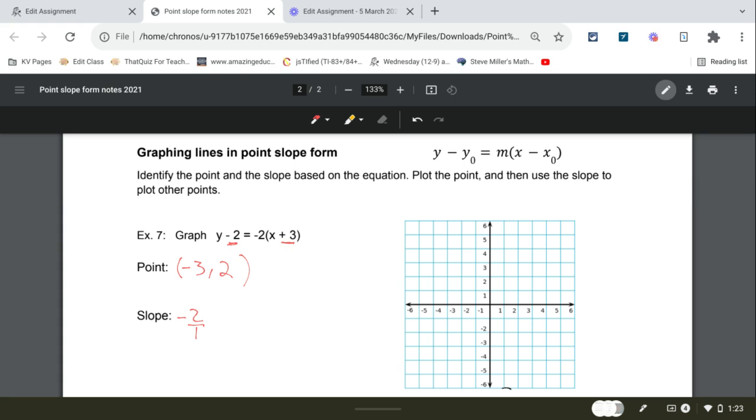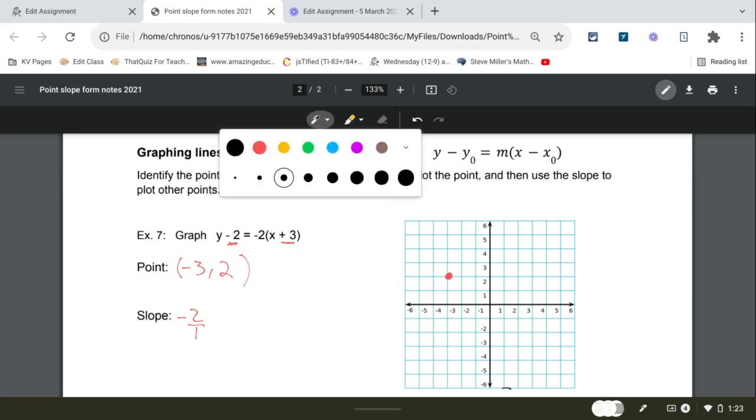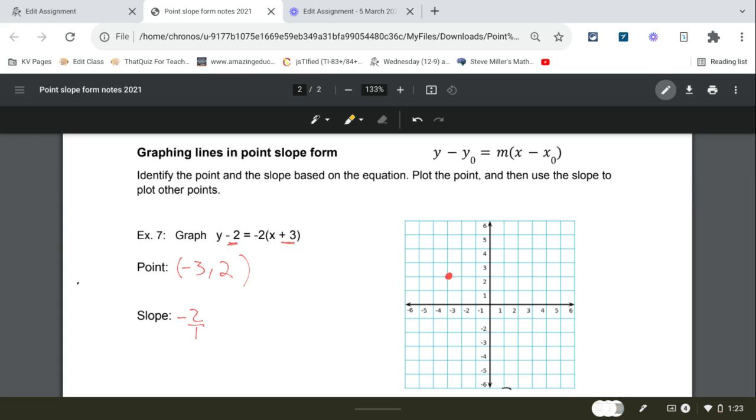Now, all we do is we're going to plot this point, -3, 2, which is right there. And then from that point, we're going to use our slope to get other points on that line. So from that red dot, I'll go 2 units down and 1 unit to the right, which is going to put me right here. And then I can do it again. I can go 2 units down and 1 over. And again, 2 down, 1 over is going to put me right there.